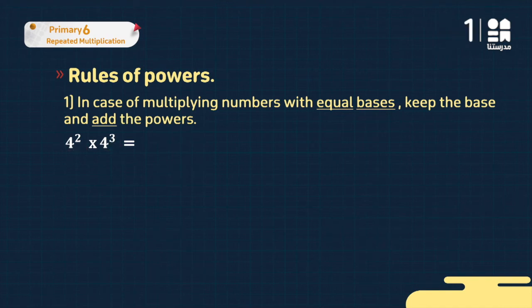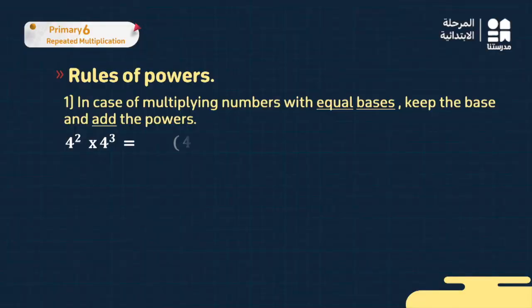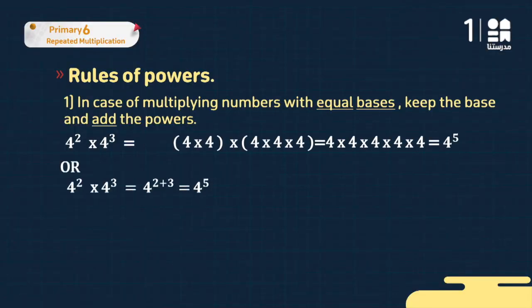So instead of writing 4 times 4, then multiplying by 4 times 4 times 4, three times, I am going to keep the base as it is. I will write the 4 because it's my common base, and I will add my powers. So I will make 2 plus 3, which equals 5. So my answer will be 4 to the power of 5. And of course, it will be easy to find the final answer using the calculator by writing 4 to the power of 5 and pressing equal. It gives me the final answer.